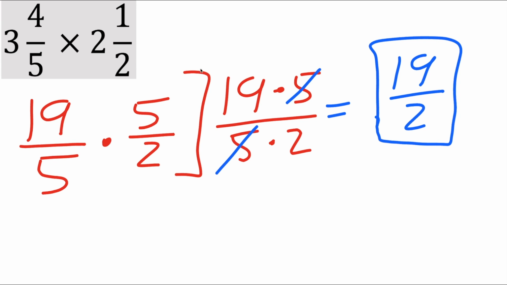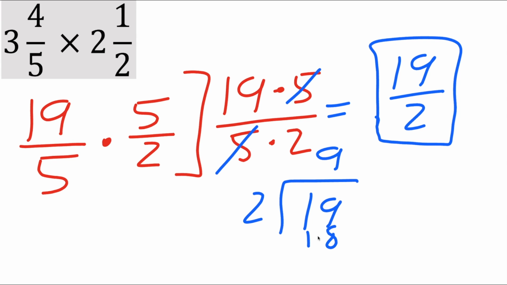And we can also write this as a mixed number. So the way we're going to do this as a mixed number, we take our 19 and we divide by 2. And we think to ourselves, 2 doesn't go into 1, but 2 can somewhat go into 19, not all the way, because we know 2 times 9 is 18. And we subtract, we have 1 left over.